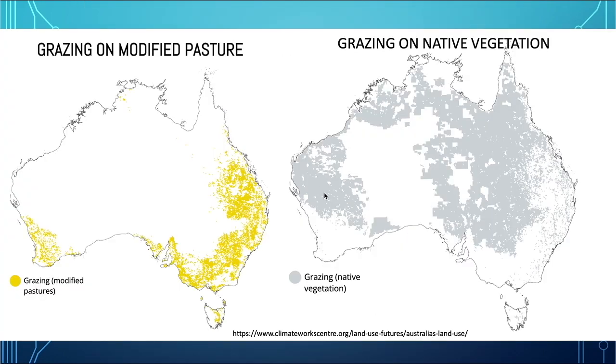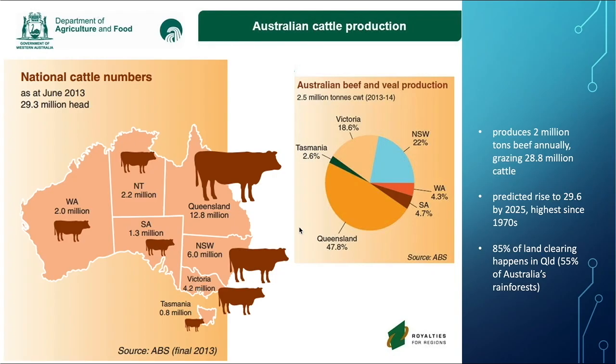This is interesting, putting them together would really mean having pretty much the entire country besides the desert grazed. These are figures from the Department of Agriculture and Food, Western Australian Government, from 2013, when we had 29.3 million head of cattle in the country, and almost 50% of that is in Queensland. Interestingly enough, 85% of land clearing also happens in Queensland, and 55% of Australian rainforests exist in this region of Australia.